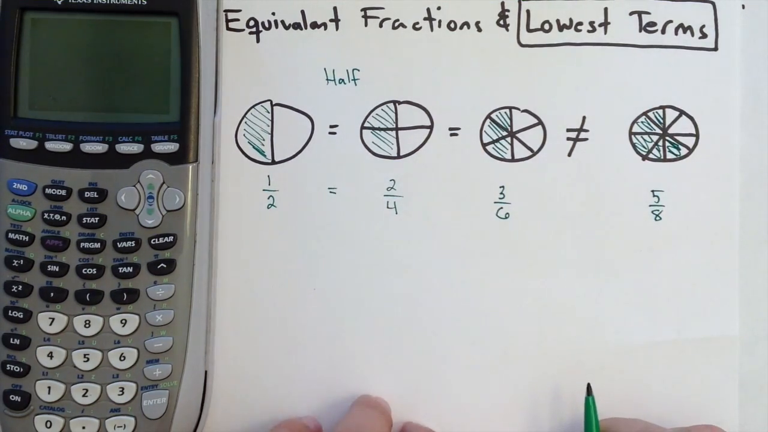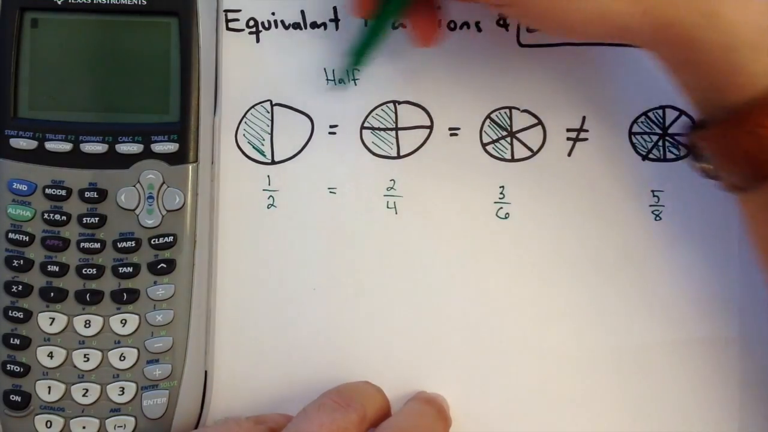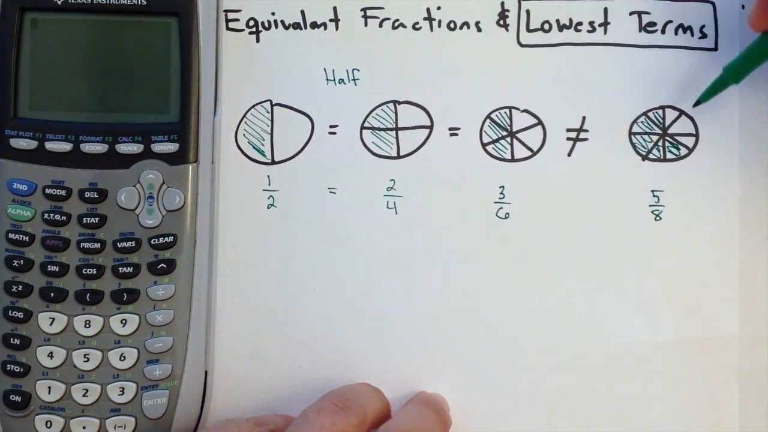Okay, and so what we're going to talk about is how do we know when fractions are equivalent and when they're not? These 3 are all equivalent and mean half. This one is more than half. And how would we know?